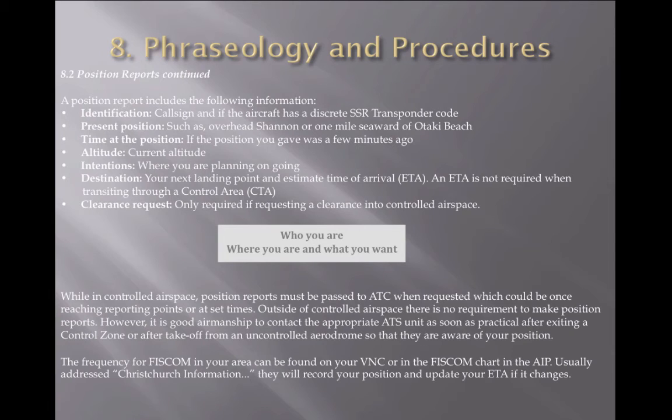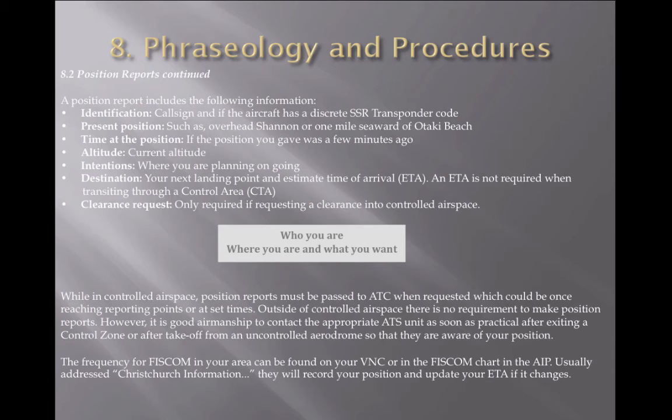A position report includes the following information: identification, the call sign, and if the aircraft has a discrete transponder code, you send that as well. Present position, such as overhead Shannon or 1 mile seaward of Otaki Beach. Time at the position. If the position you gave was a few minutes ago, then they can calculate where you should be now. The altitude.